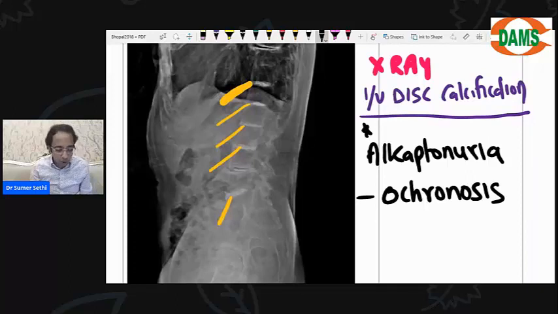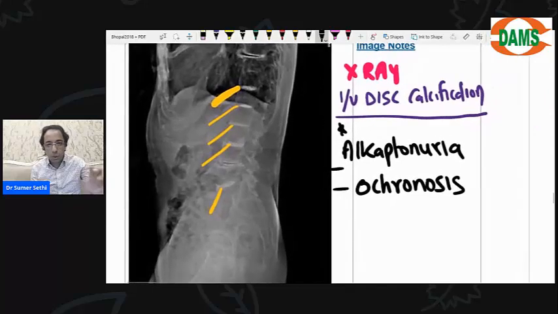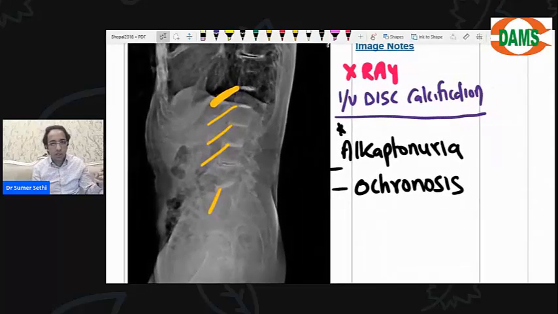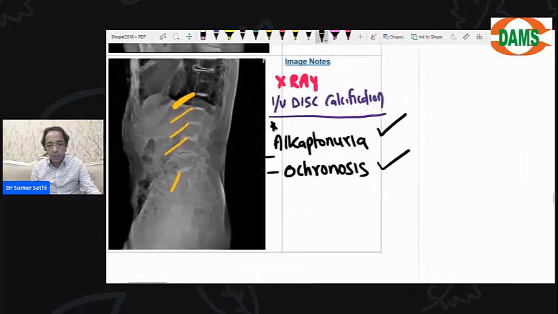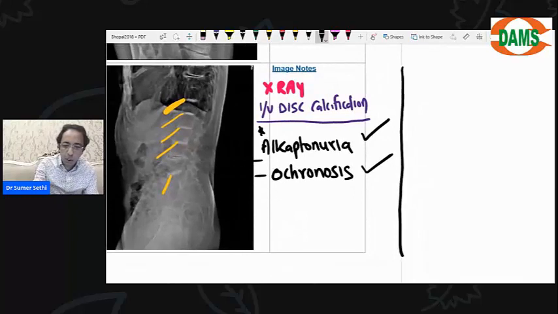So the cartilage gets calcified in alkaptonuria and ochronosis because of yellowish pigment deposit in the cartilage. Remember that? Homogentisic acid oxidase deficiency. Did you read this or not? Alkaptonuria is a classic cause of disc calcification. Okay. Name one more condition in which you have cartilage calcification.